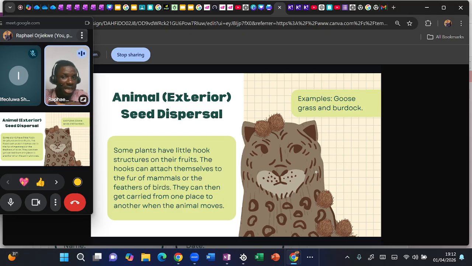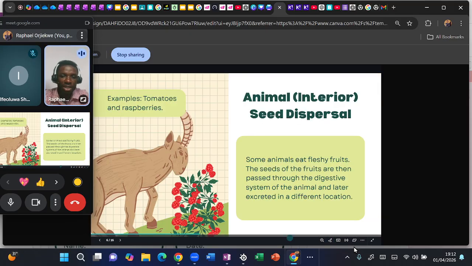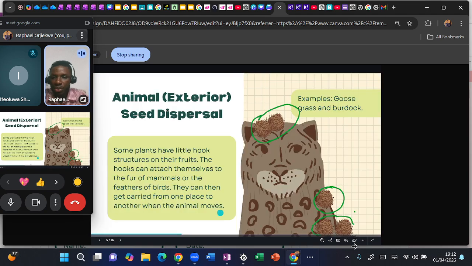The first method is animal exterior. Can you see all those funny things on the animal's body? They are the attachments on the animal. Can you see? That is exactly what makes it like that. They are the attachments there. So I'm not even done with that, because I still want to write something here. So there are the attachments there.